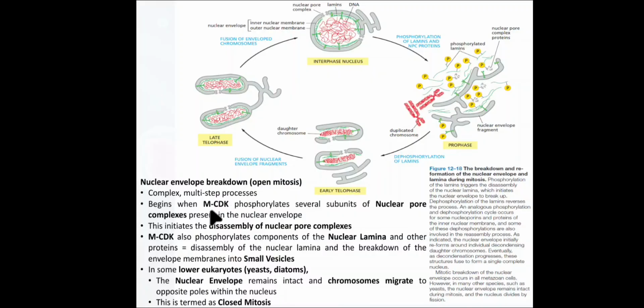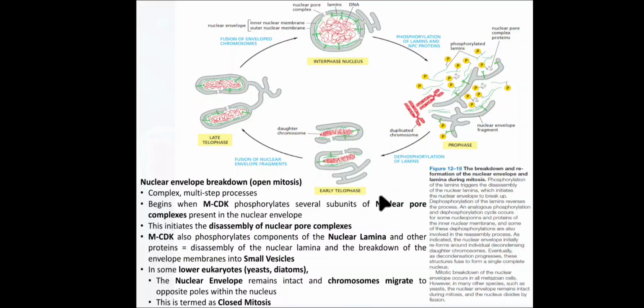It begins with mCDK phosphorylating several subunits of the nuclear pore complex. So here there is phosphorylation of nuclear pore complex proteins and also phosphorylation of lamin proteins, components of the nuclear lamina, which helps in the disassembly of the nuclear lamina in the prophase stage.